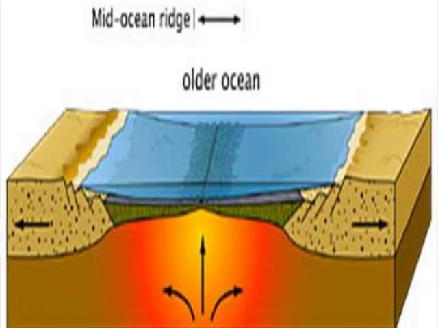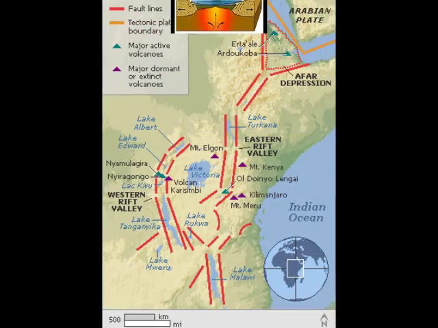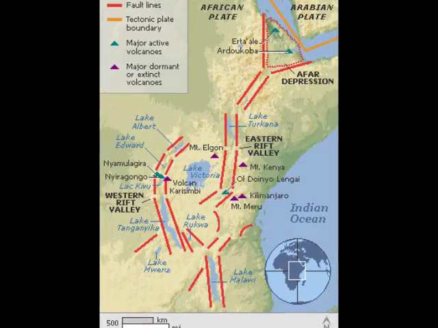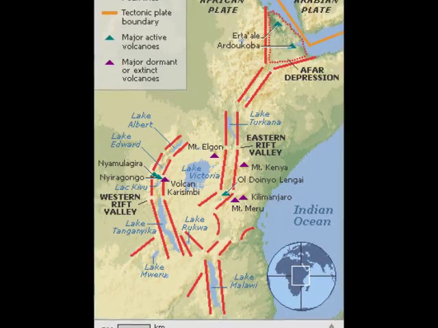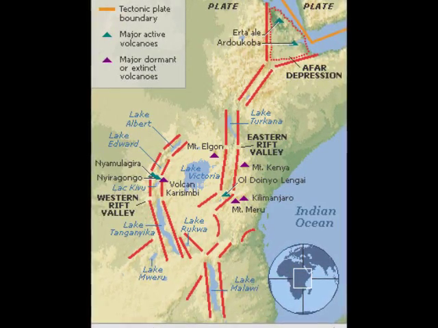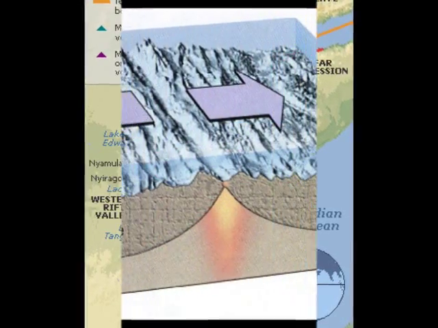Eventually, an ocean is created, and a mid-ocean ridge may start to develop. The Great Rift Valley in East Africa is an example of this process. The red lines represent land that is diverging. Notice that some rift valleys are in their developing stages.